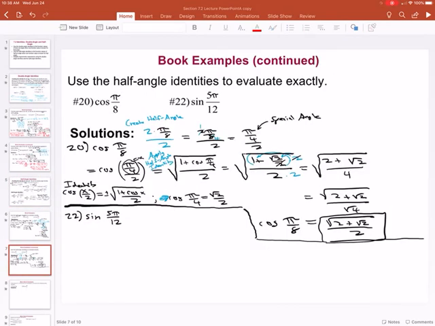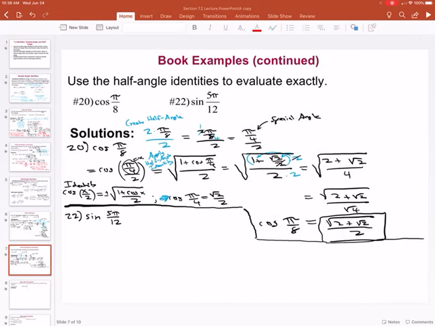Now looking at problem 22, I want to find the value without a calculator of the sine of 5 pi over 12. Now I don't know anything about 5 pi over 12, but I want to rewrite it using a half-angle identity and see if I can introduce one of my special angles, pi over 6, pi over 4, pi over 3, or a multiple of that.